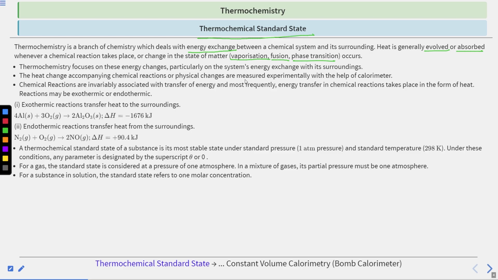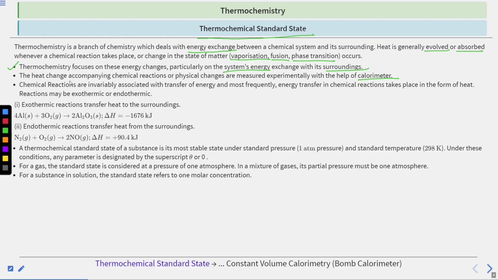So basically, we are talking about the energy changes here, in terms of the system's energy exchange with the surrounding. Okay, we will see that in detail. The heat change accompanying chemical reactions or physical changes is measured experimentally with the help of a calorimeter. A calorimeter is a device through which we can find what amount of heat change has occurred during a chemical reaction or any physical change.